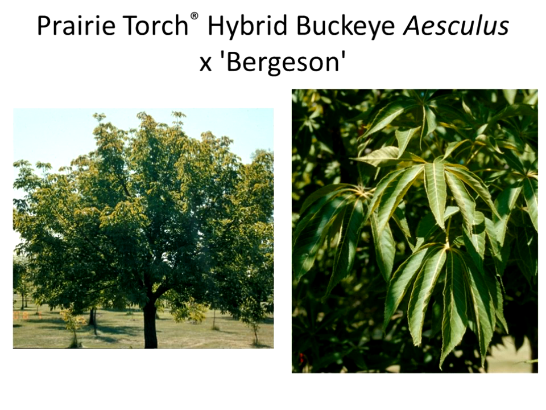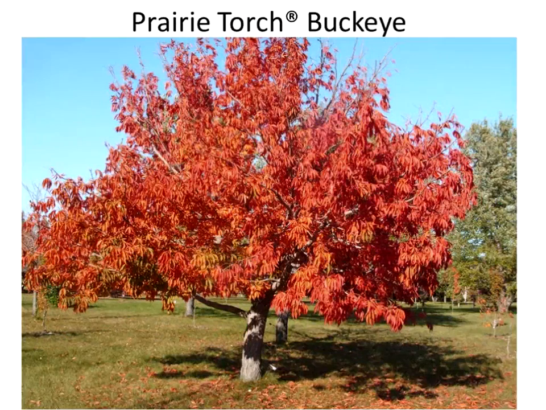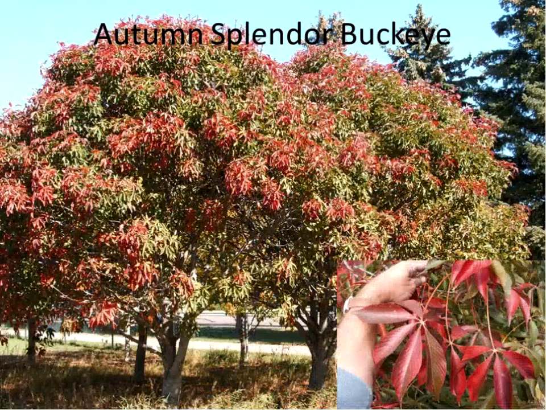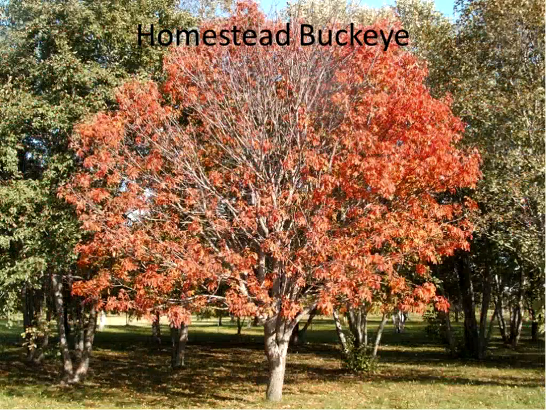Prairie torches, three main ones that do very well for our climate. Prairie torch is one, almost impossible to find. It's from NDSU. If you can find it, you've won the lottery. But beautiful fall color. Autumn Splendor is my favorite. It's a darker leaf. It produces a darker fall color. Really, really nice quality tree. For a Buckeye, this is the one I like.